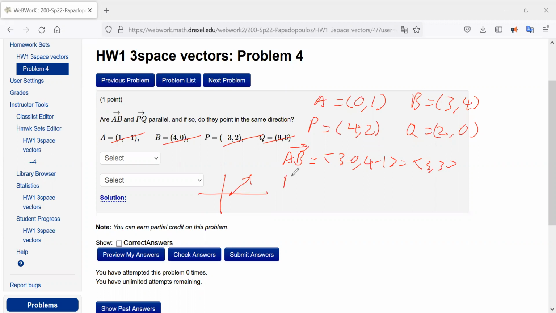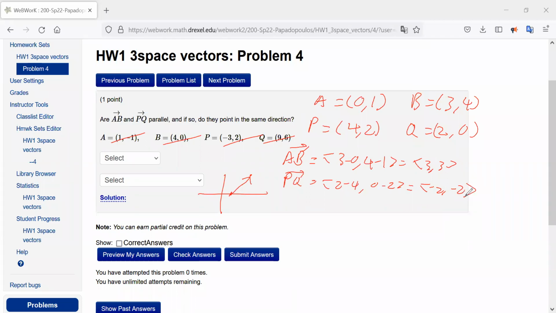And then do the same thing with PQ. So that's going to be Q minus P. So that's going to be 2 minus 4, and then 0 minus 2. So that is negative 2, negative 2.